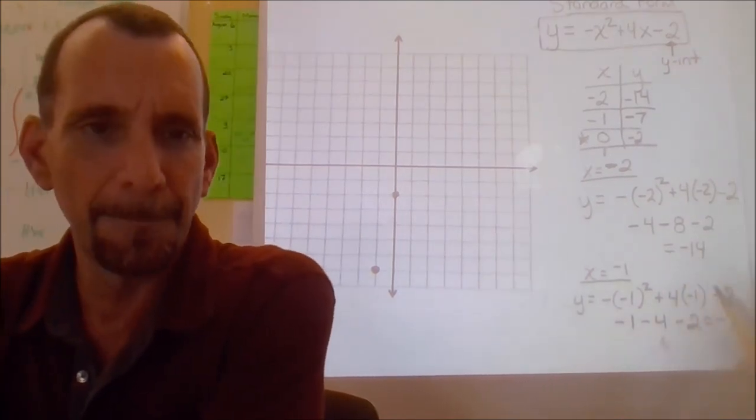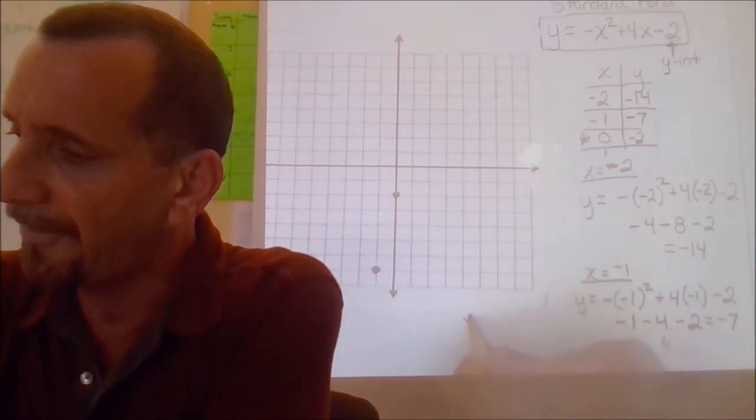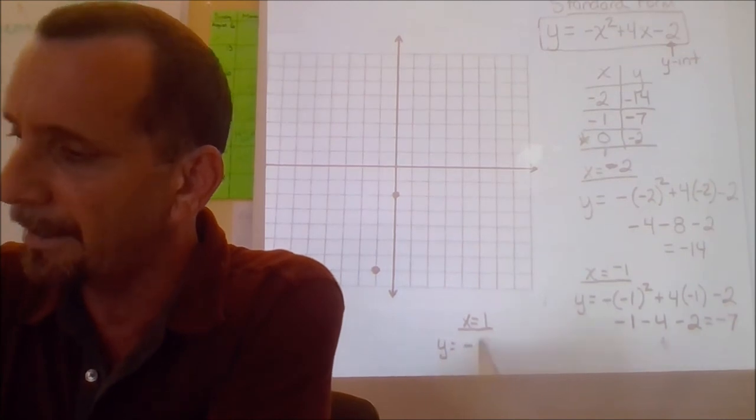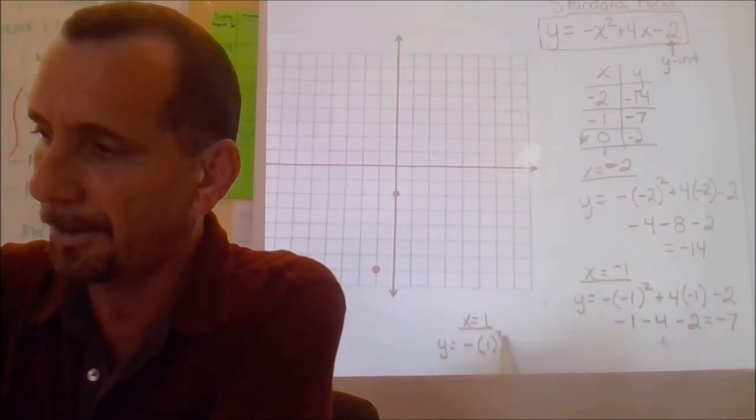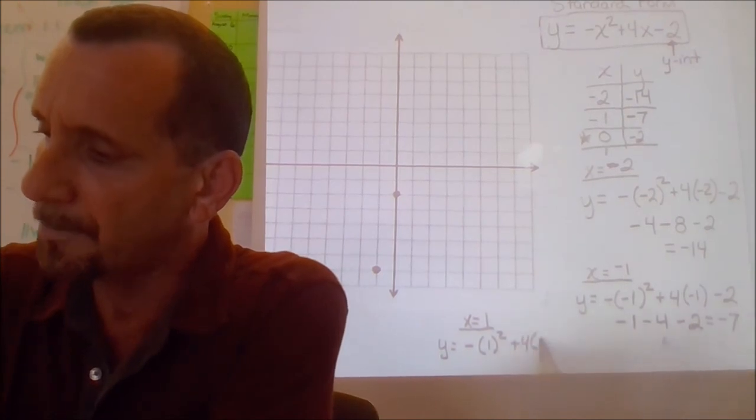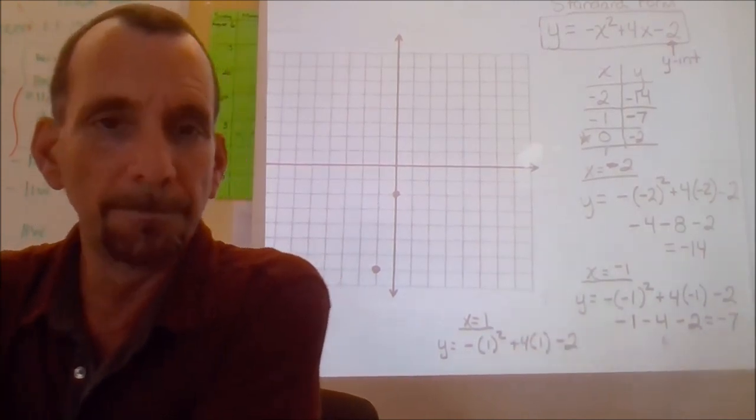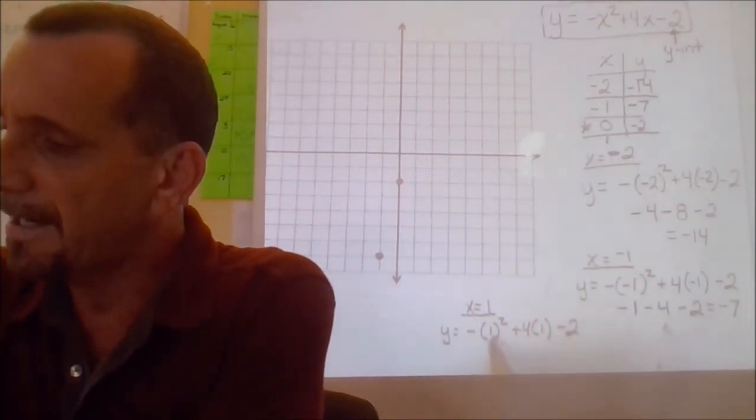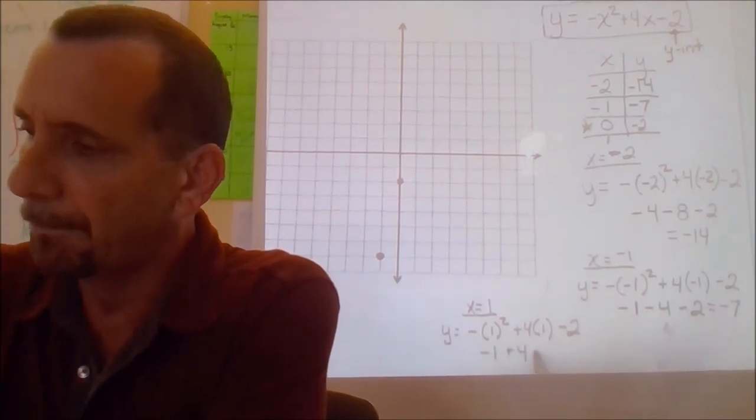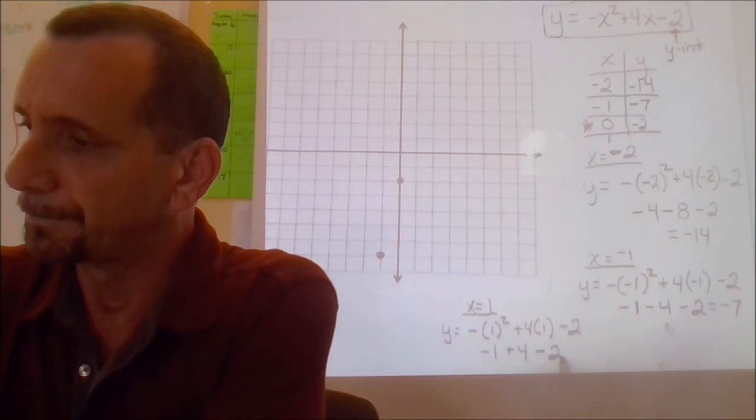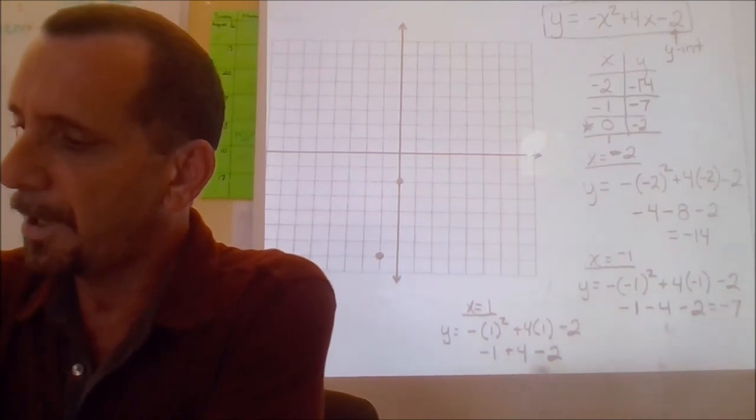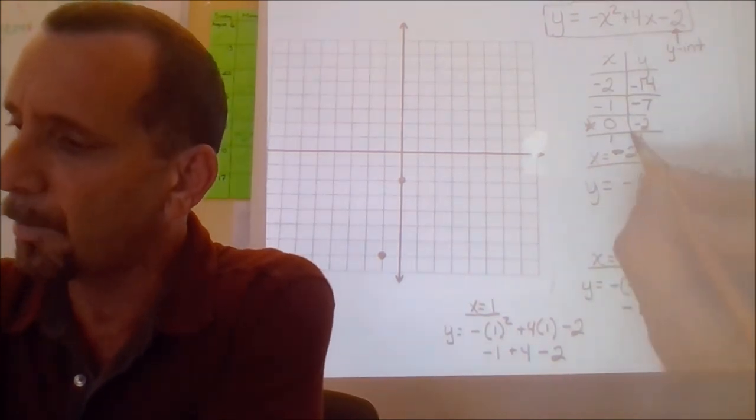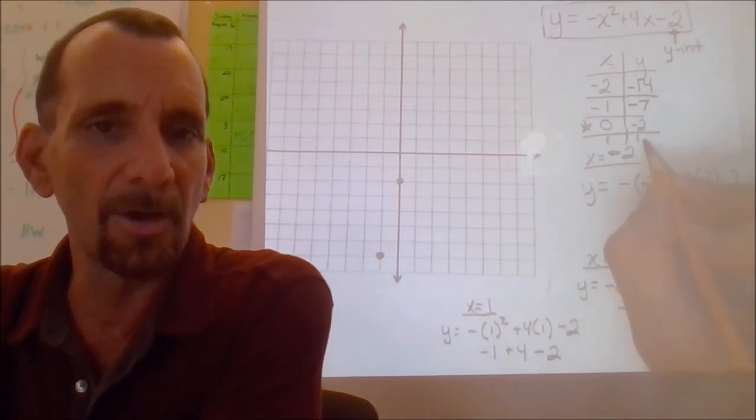Let's plug that in. I'm going to come right on down here. If x equals 1, I'm going to get y equals a negative 1 squared plus 4 times 1 minus 2. What's that going to get us? That's a negative 1 plus 4 minus 2. And that'll get us negative 1 minus 2 is a negative 3 plus 4. That gets us 1. So when x is 1, y is also 1.